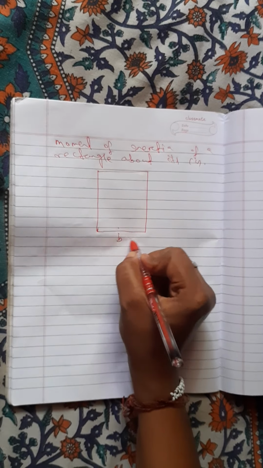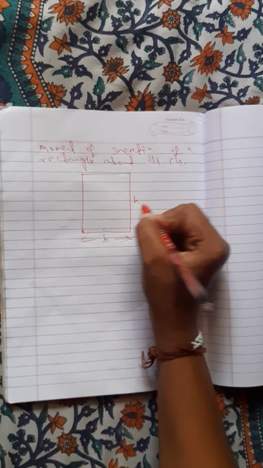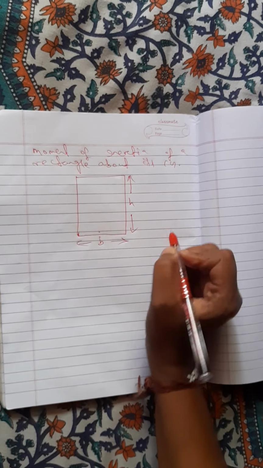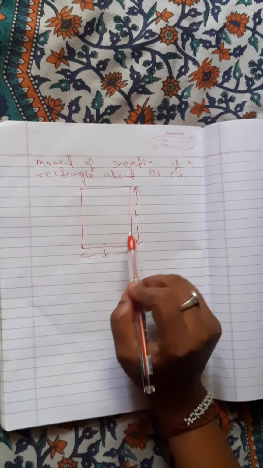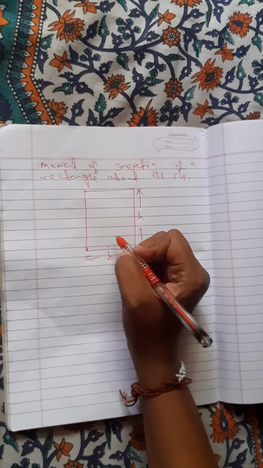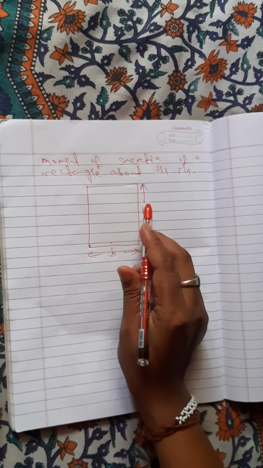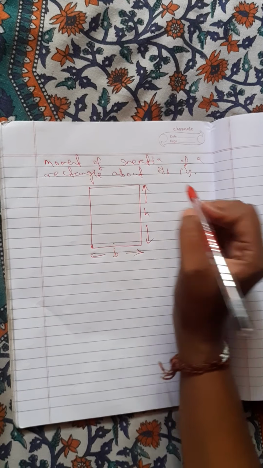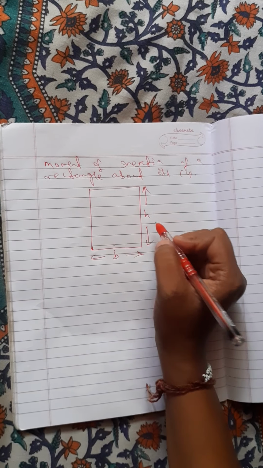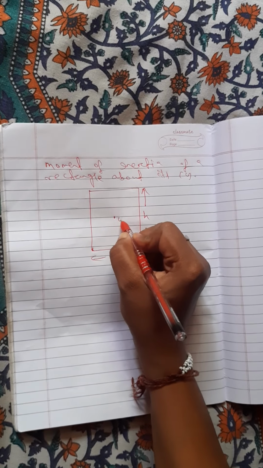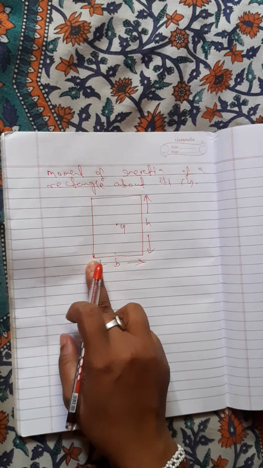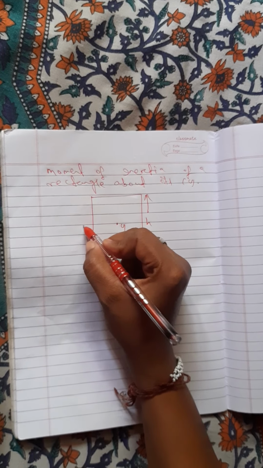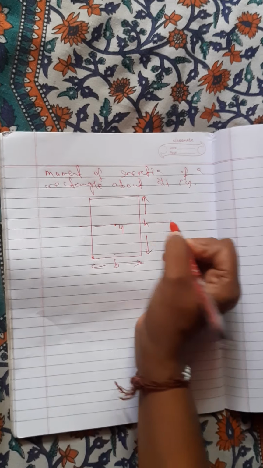This is the rectangle, let its breadth be b and its height is h. So we have to find out the moment of inertia about its CG. We know where the center of gravity of this rectangle lies. It is at the midpoint of breadth and height. So at this point the center of gravity of this rectangle will lie, and we have to calculate the moment of inertia about this point.